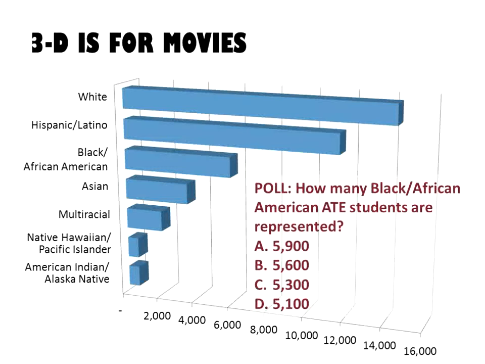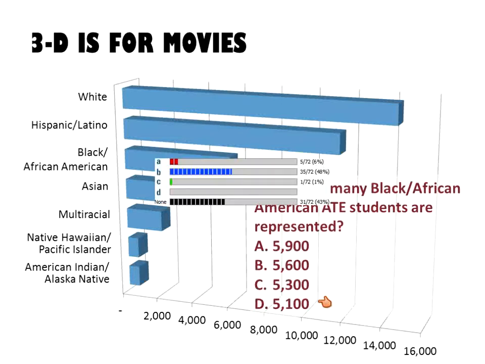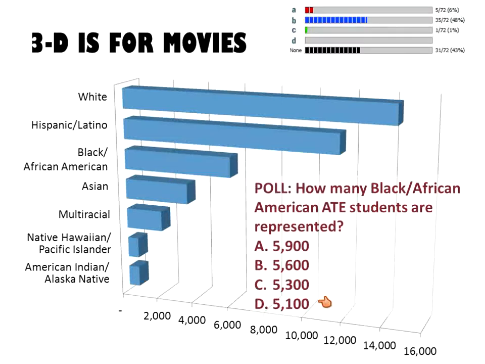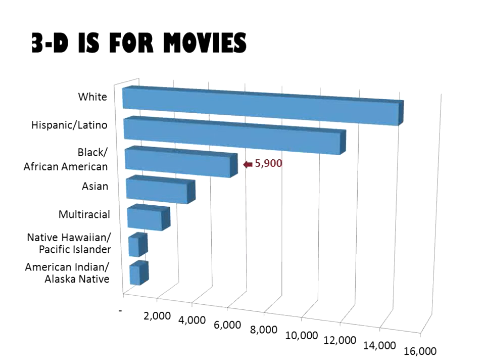How many Black or African American ATE students are represented in this chart? Is it 5,900, 5,600, 5,300, or 5,100? I think most people have had a chance to answer. Tracy, would you show the results? Most people picked B. Interesting. Let's see what it actually is.